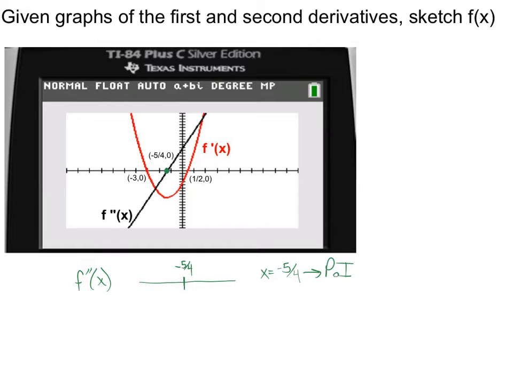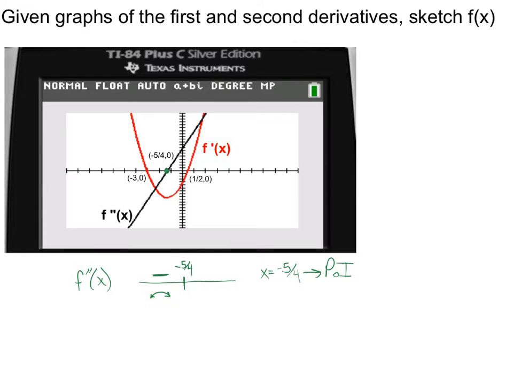And our second derivative is what to the left of this? It's negative, which means we are what? Concave down. Concave down. Second derivative tells us concavity. Okay? So it's going to look like that somewhat to the left of negative 5/4. In the last example, it was positive, and that's how we could tell it was concave upwards. It was always positive. That's why it was always going to be concave up.